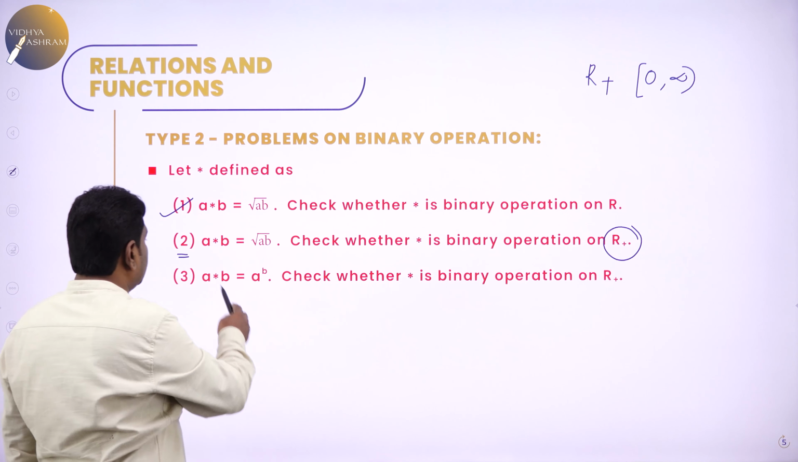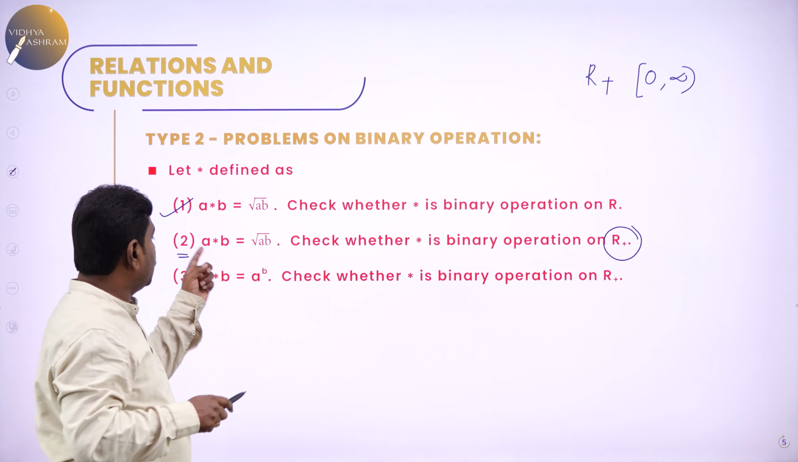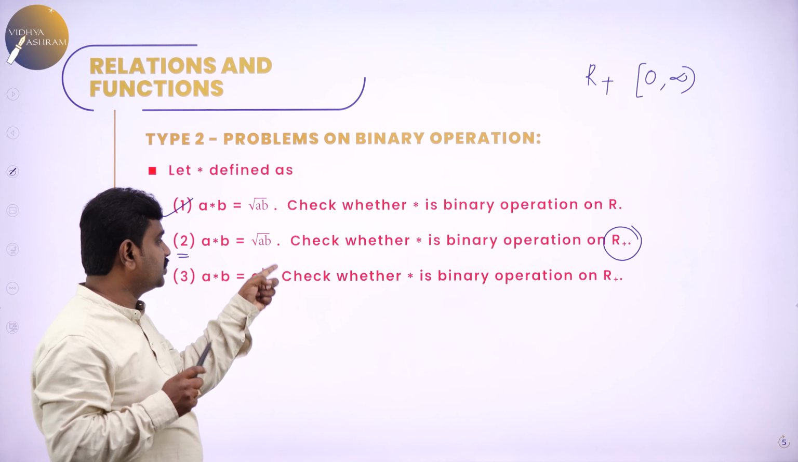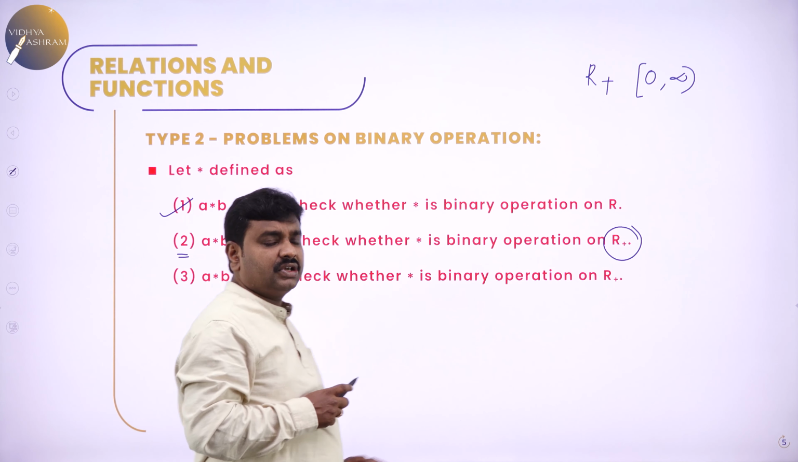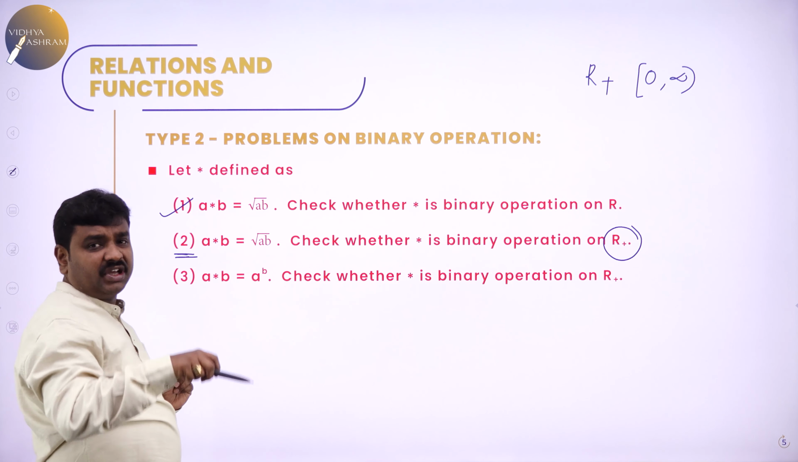Now you take any two positive real numbers, and first element star second is root of first into second. Positive into positive is always positive, so it will become R plus. So you cannot take a pair and prove it is not binary.